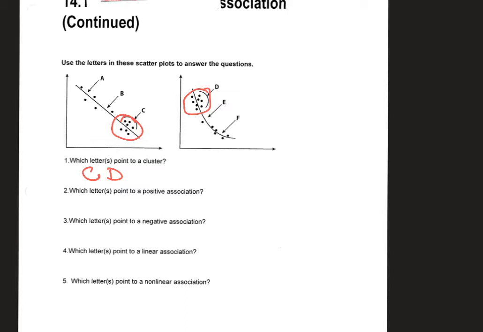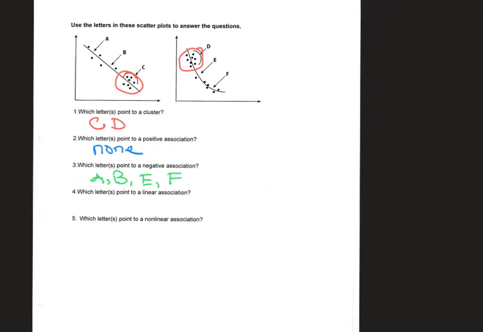Okay, which letters point to positive association? So going upward, I don't see anything. These all go down. So I'm going to say none. Which letters point to negative? Well, A, B, and E and F all are negative. A, B, E, and F could all be a negative association.